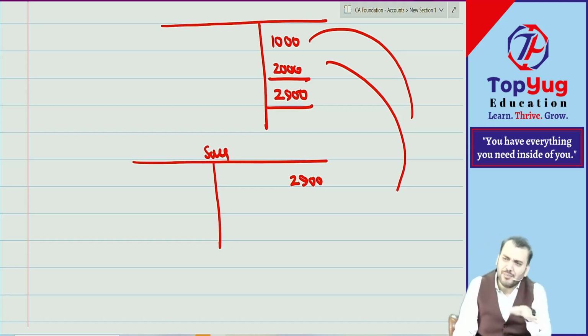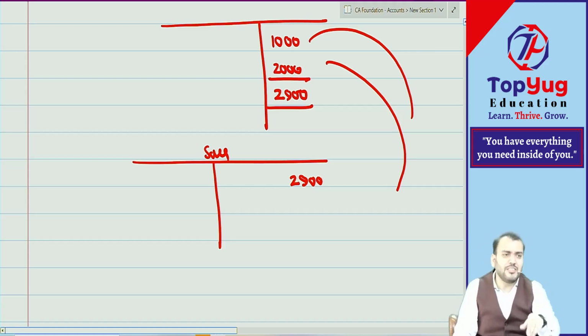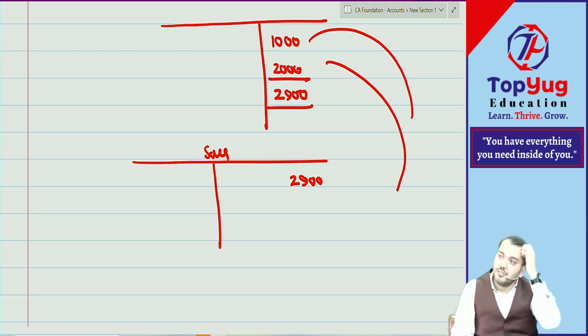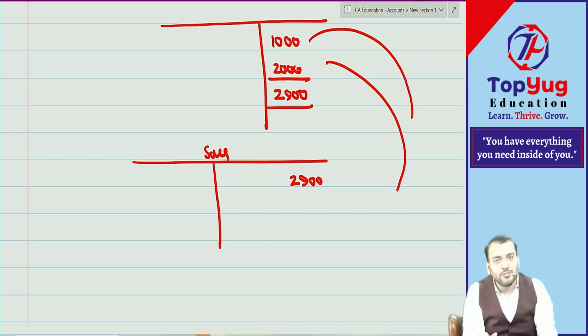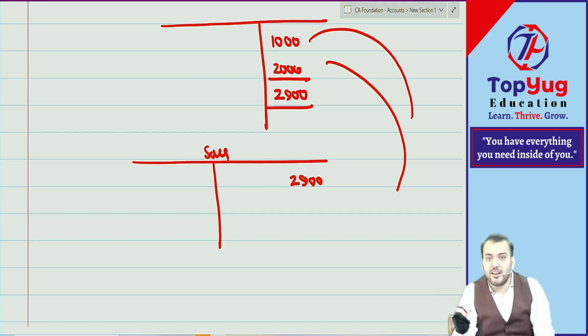So whenever totaling mistake, swear on it. One sided. Understood? Have you understood this point? Don't use your brain. And sales book, so totaling mistake will give effect in sales account.